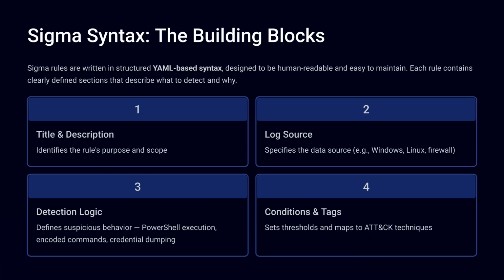Sigma rules are written in human-readable YAML syntax containing defined sections. These building blocks include the title and description, log source, detection logic for suspicious behavior, and conditions and tags for setting thresholds and mapping to MITRE ATT&CK techniques.